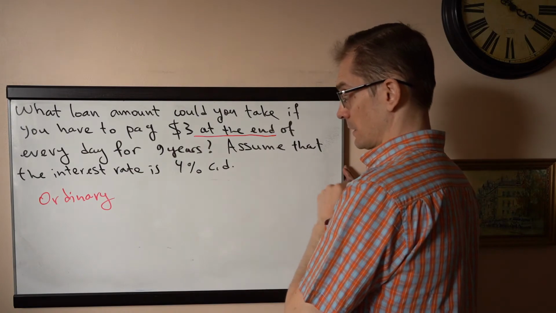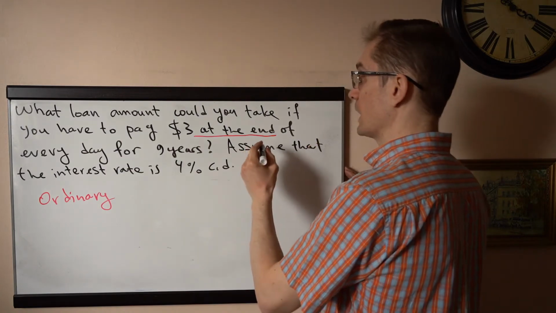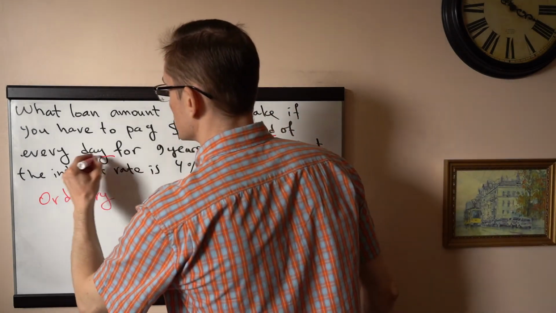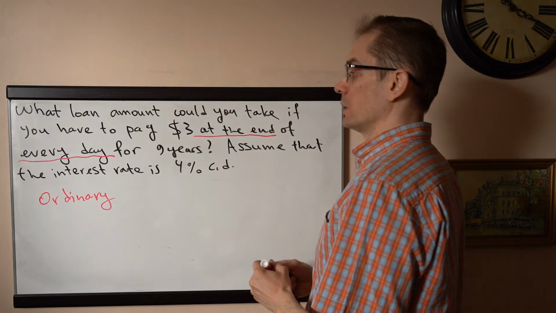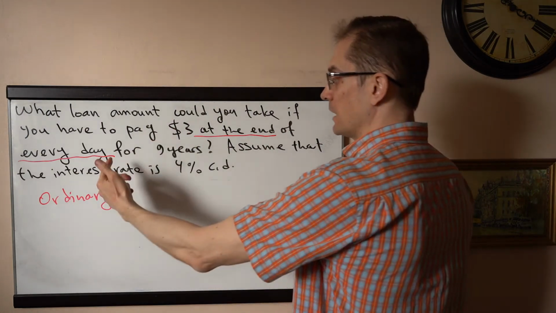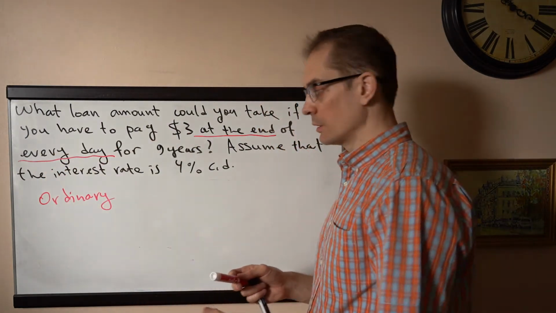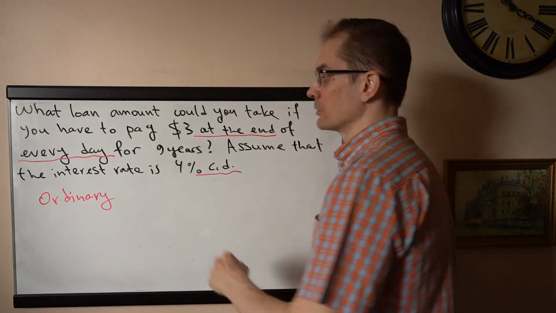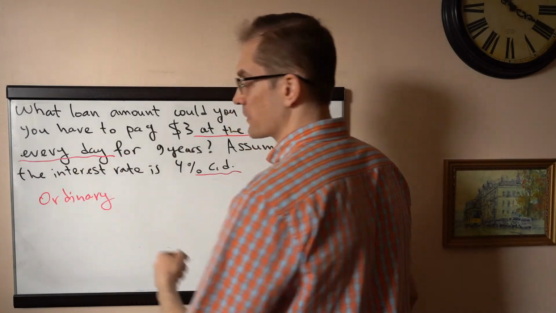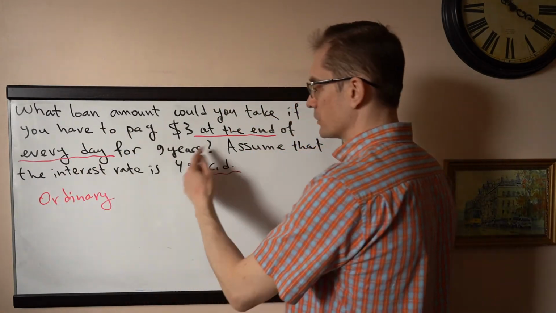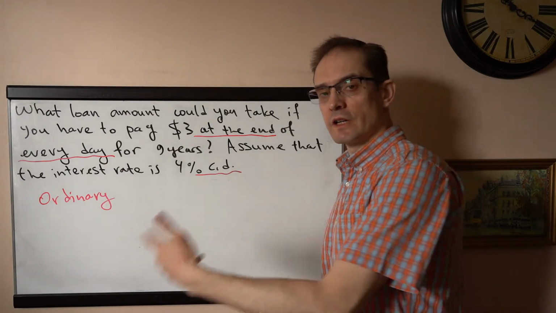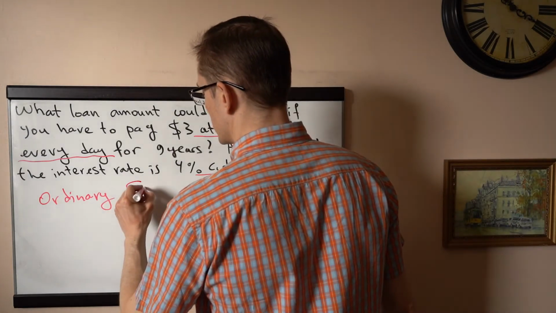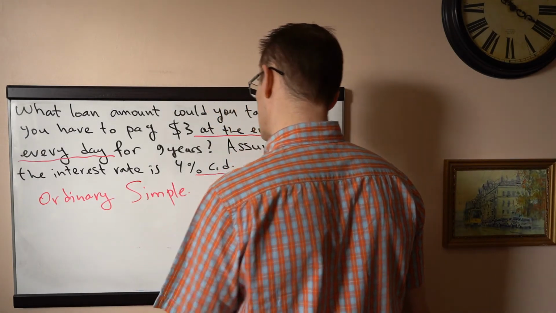set of keywords. So we have here every day, right? So the payments are every day. Every day means 365 per year, and also the rate is compounded daily, which is also 365 per year. So the payments have frequency 365 per year, and also the rate has the frequency 365 per year, which means that this annuity is simple. It is an ordinary, simple annuity.